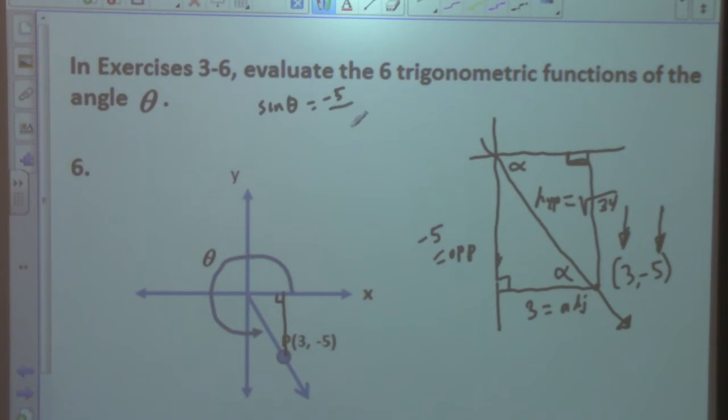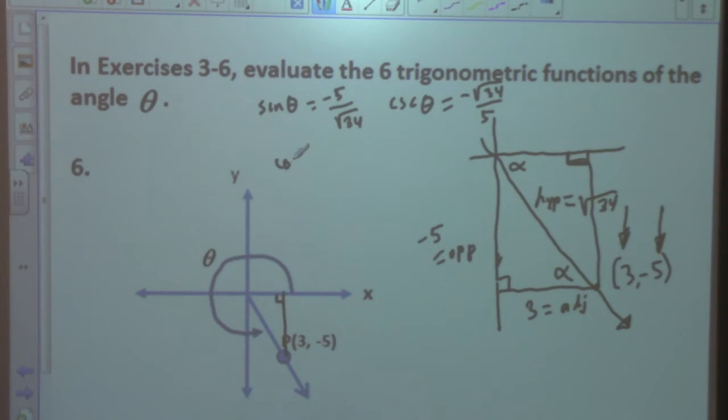-5 over square root of 34. Then secant theta is square root of 34 over -5, okay, negative square root of 34 over 5. What I do is put the negative sign up in the numerator, even like you said, if it's in the denominator, I leave it up here in the numerator, because you can. Anyway, go ahead.